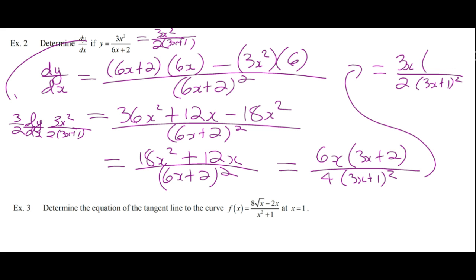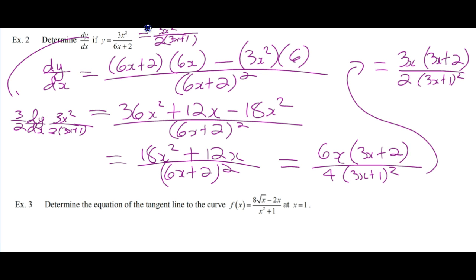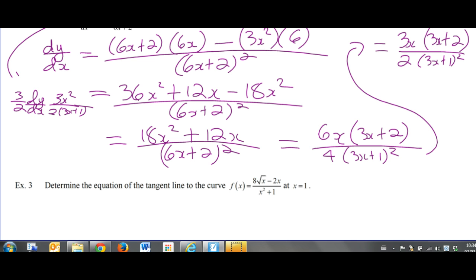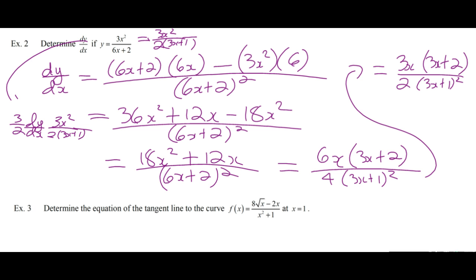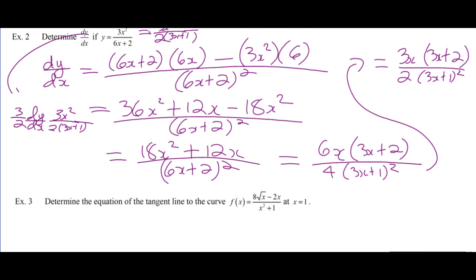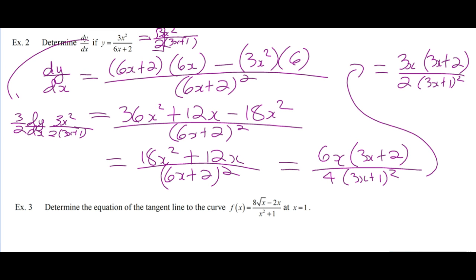So we got 3x there and 3x plus 2. Okay, so you can take out the constant, right? 3 halves, and then be left with that, and ultimately end up with 3x times 3x plus 2 over 2 times 3x plus 1 quantity squared.